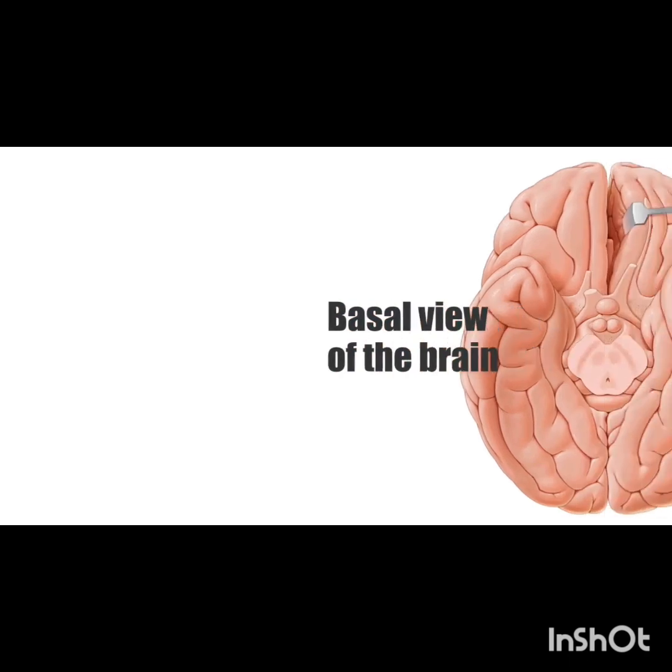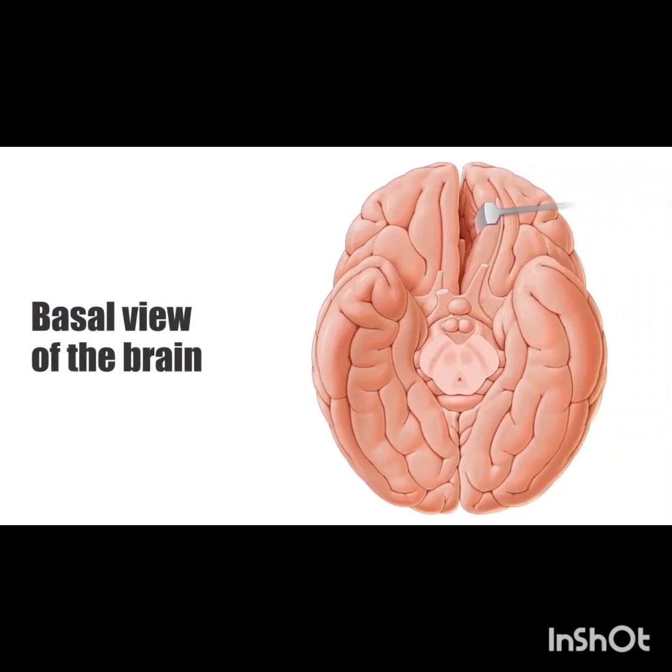Basal view of the brain. Essentially, what we're going to be doing in this tutorial is looking at the structures that can be seen when we look at the brain from an inferior aspect, or the base of the brain, like you're seeing right now on this image on the screen. We will be highlighting and discussing the structures that are identifiable from this aspect and also talk a bit about their function.